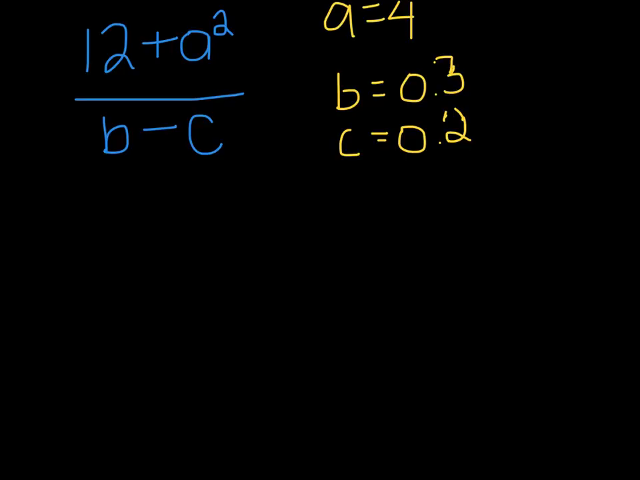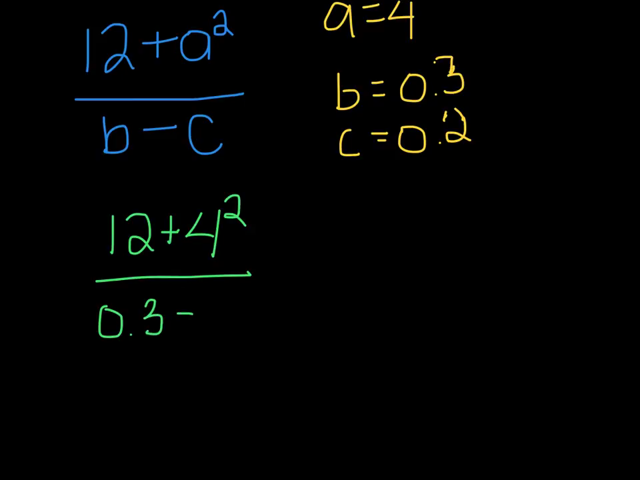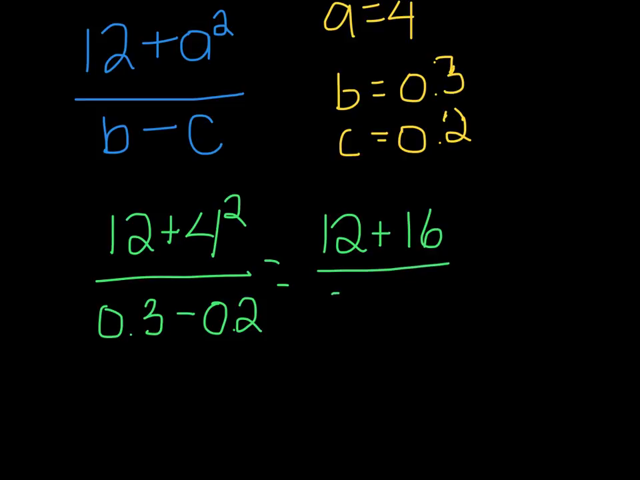So we'll have 12 plus our A equals 4, so that's 4 squared, over B, which is 0.3, minus C, which is 0.2. So now we have that all written out, and now we just need to go through our order of operations to solve. So we'll start here on the top with our exponent. So we have 12 plus 4 squared, that's 4 times 4, that would be 16, over 0.3 minus 0.2.